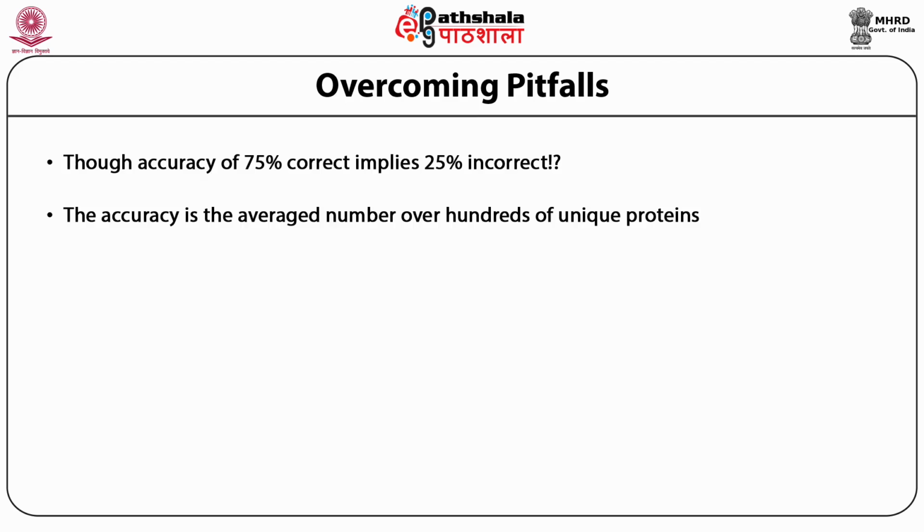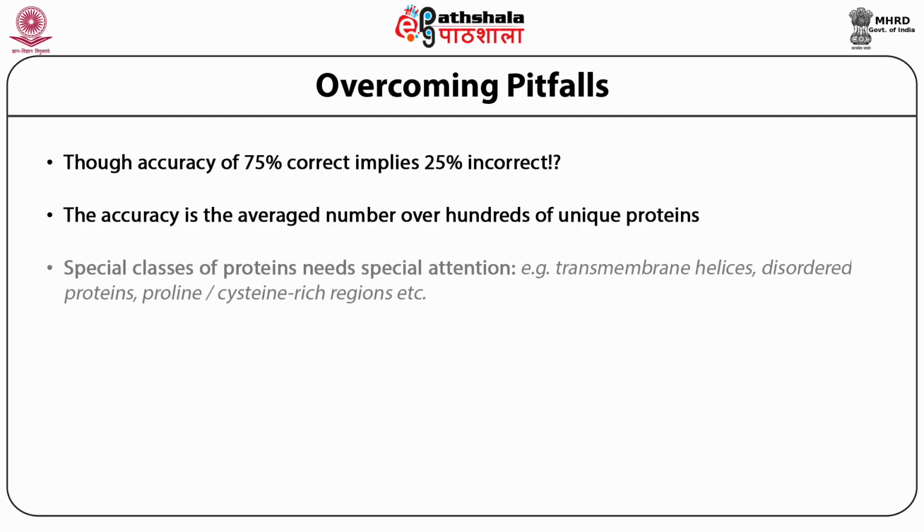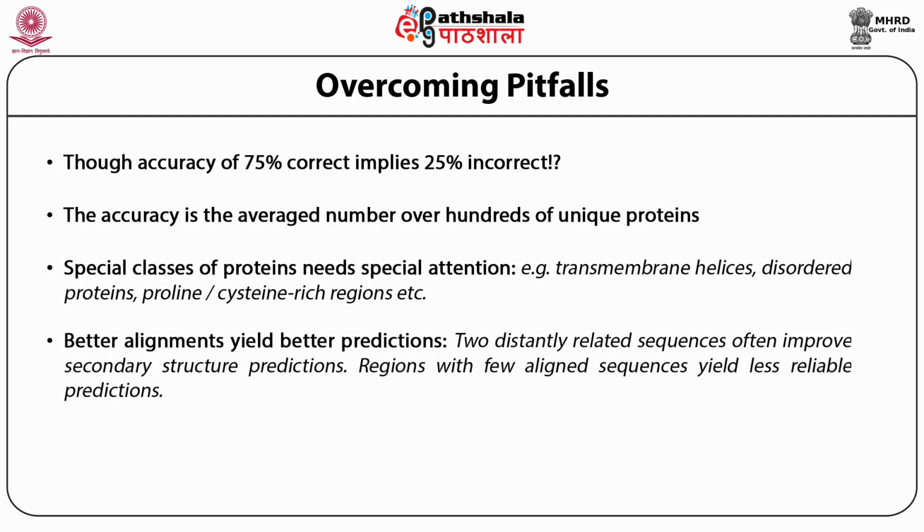Also, the choice of structure predicting procedures is important to obtain good, reliable results. For example, special classes of proteins such as transmembrane helices and disordered proteins always require a special program to deal with them. We know that multiple alignment based predictions are substantially more accurate than single sequence based predictions. But we don't have a generalized rule on how many sequences to keep in our alignment for an improvement.